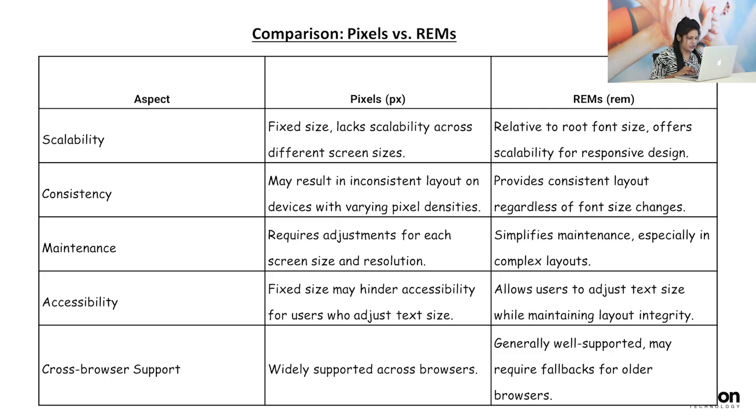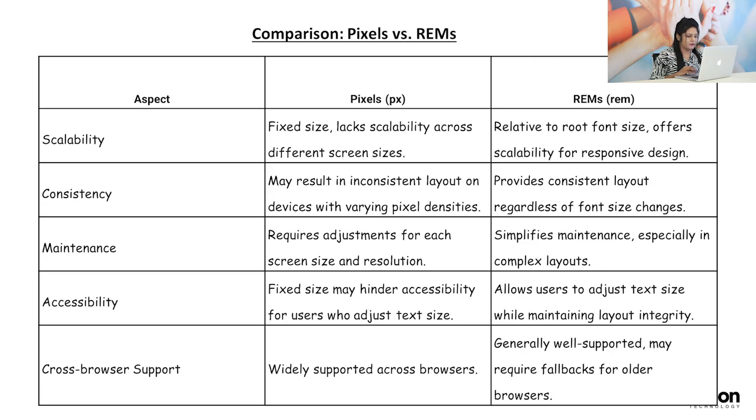Accessibility: because pixels are fixed, they might make it difficult for users to adjust the text size for better readability. Cross-browser support: pixels are widely supported across browsers.